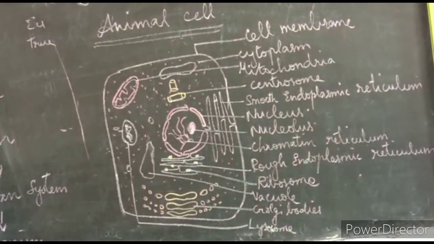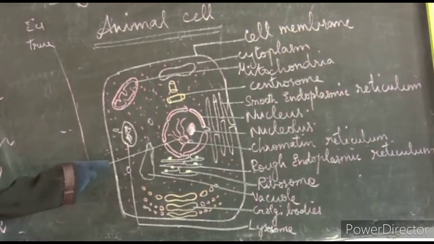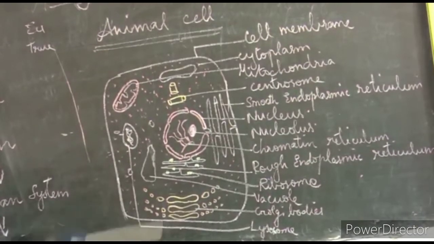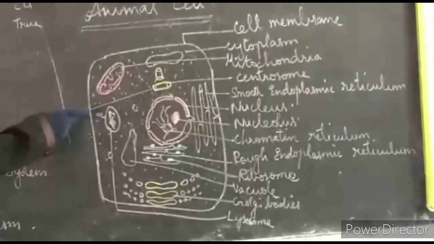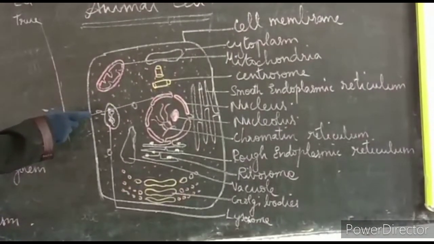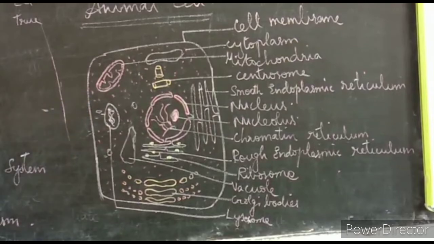Nucleus is known as the controlling center of the cell. The centrosomes, otherwise known as the centrioles, are helpful in cell division, in mitotic cell division and meiotic cell division. And then lysosomes.